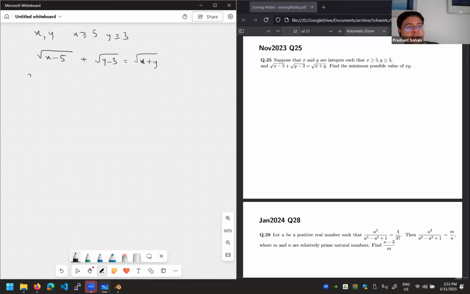On the left hand side, I'm going to get x minus 5 plus y minus 3 plus the middle term. And on the right hand side, just x plus y. And you see, x plus y is going to get cancelled from both sides. And if I bring the 5 and 3 to the other side, I'm going to get 2 times, 8, or in other words.